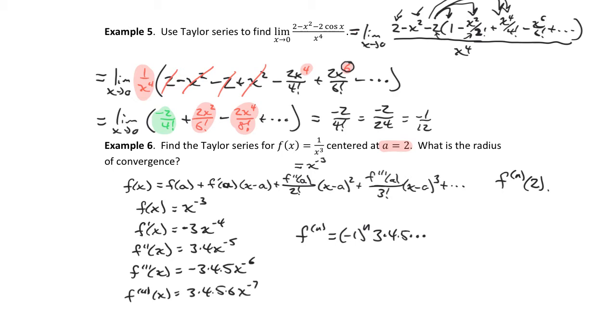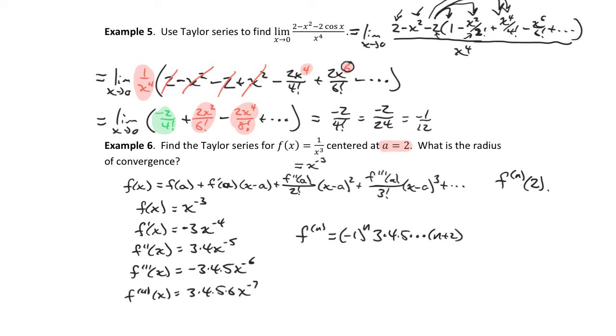Now, let's see here. At the fourth derivative, we stopped at 6. At the third derivative, we stopped at 5. At the second, we stopped at 4. We're always stopping at the number that's equal to 2 more than what derivative we're on. Fourth derivative, 2 more than that is 6. So we're going to stop at n plus 2.